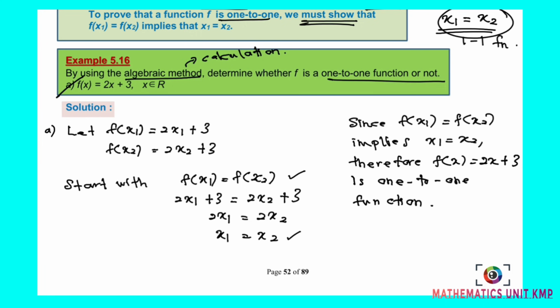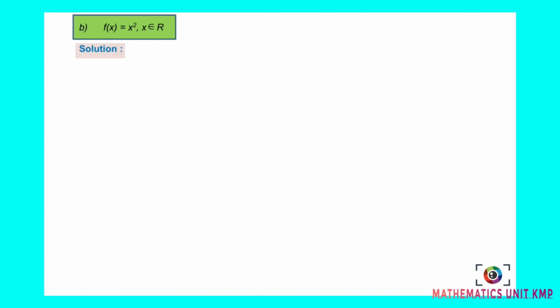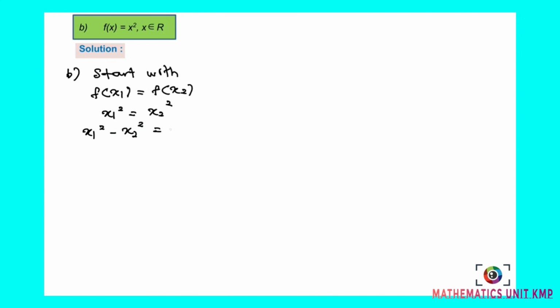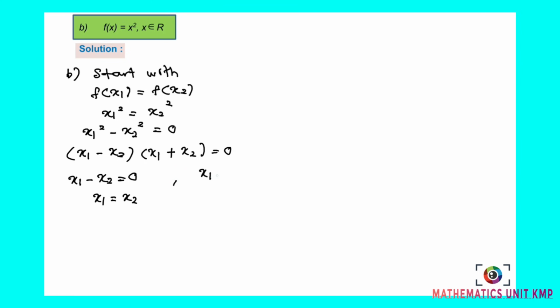That is example A. Now B, we have f(x) = x squared and x is an element of the real numbers. We start straight away with f(x1) = f(x2). x1 squared = x2 squared. This one is x1 squared minus x2 squared = 0. So (x1 - x2)(x1 + x2) = 0. So we have x1 - x2 = 0 and x1 = x2, or we have x1 + x2 = 0 and x1 = negative x2.